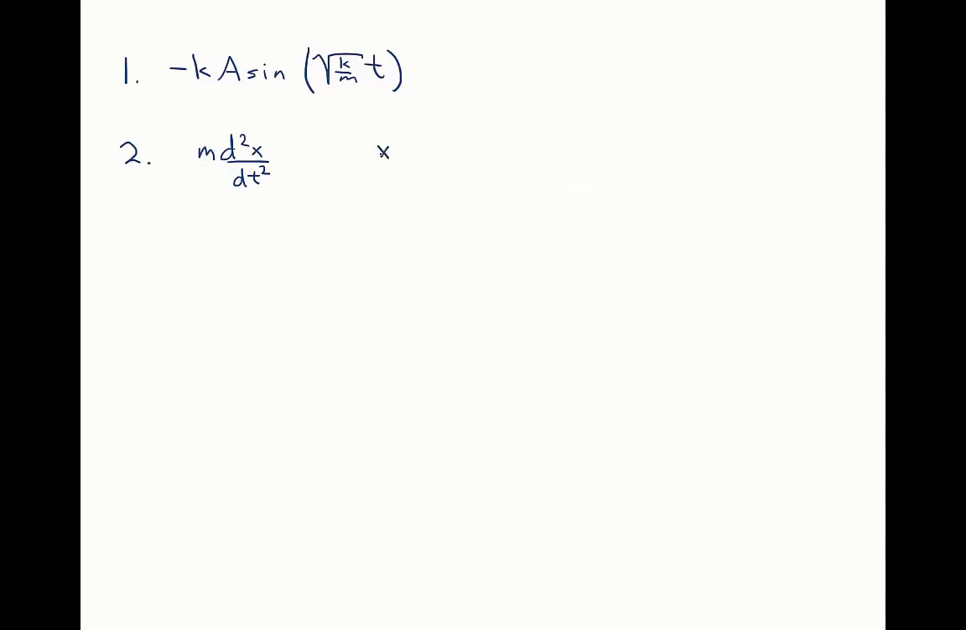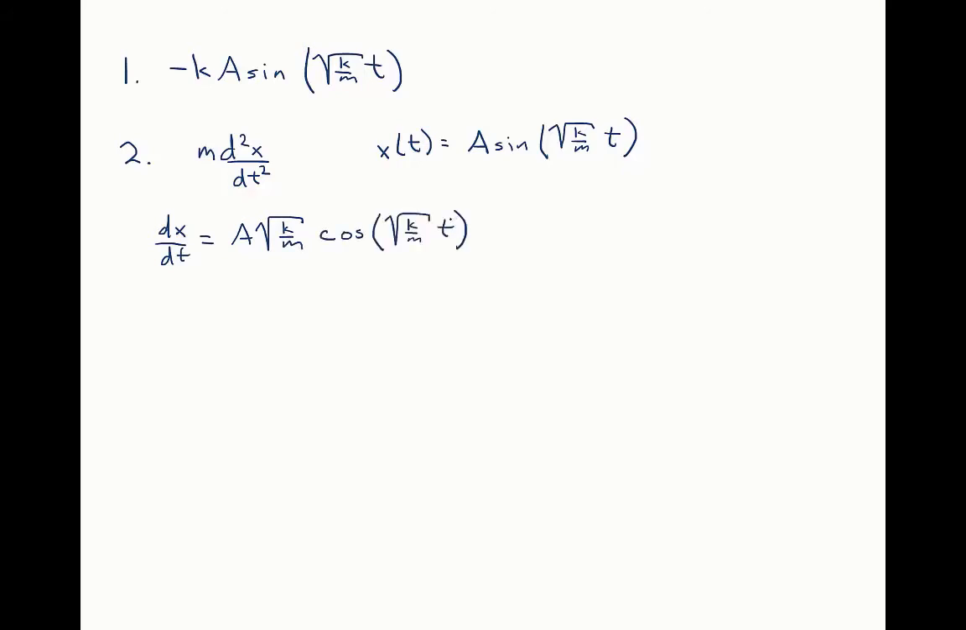So I'm just going to write down what x is because I left it on the other page. So we need to take the first derivative of x. So that just pulls out that square root of k over m, and sine goes to cosine. So I'm doing the chain rule here, but I'm not writing out all my steps. Let me know if you want me to write out all my steps.